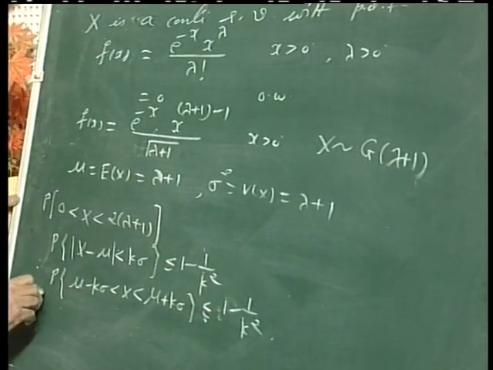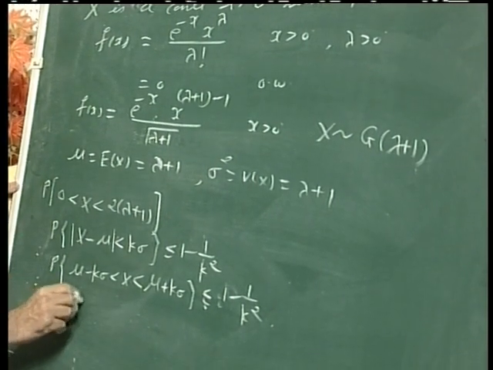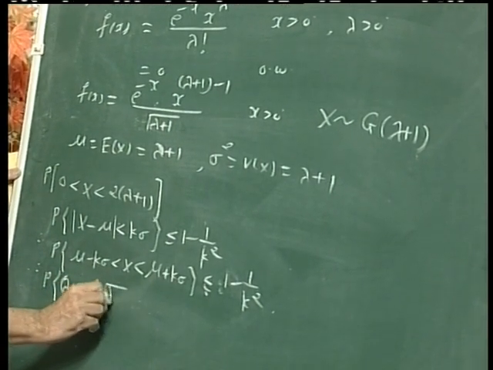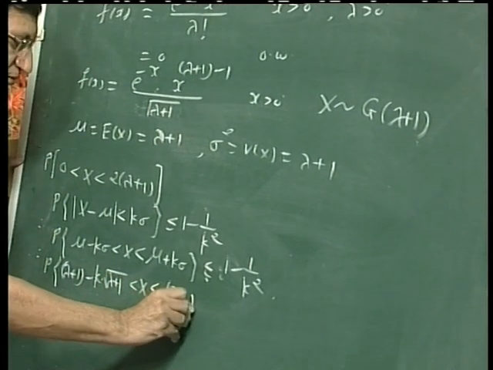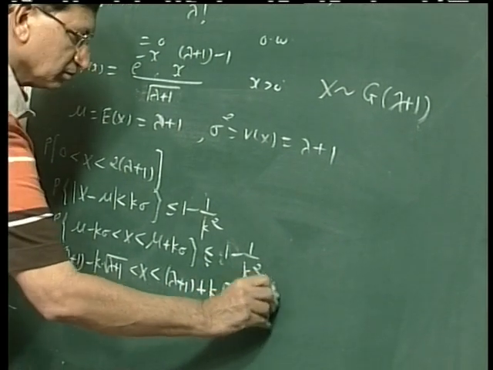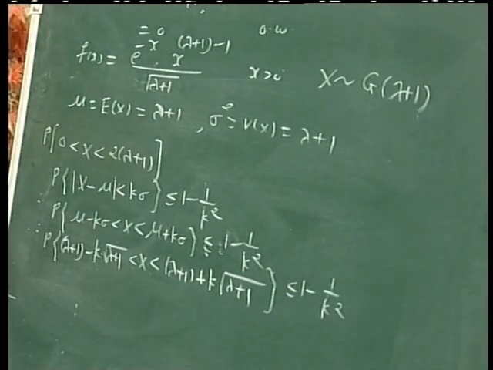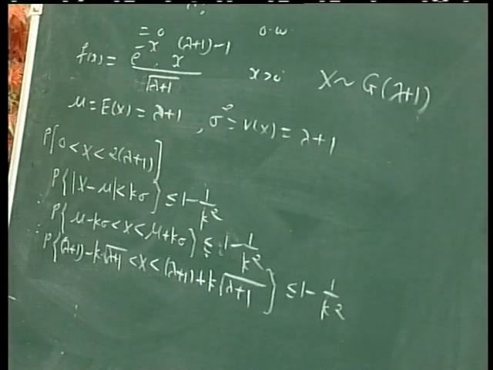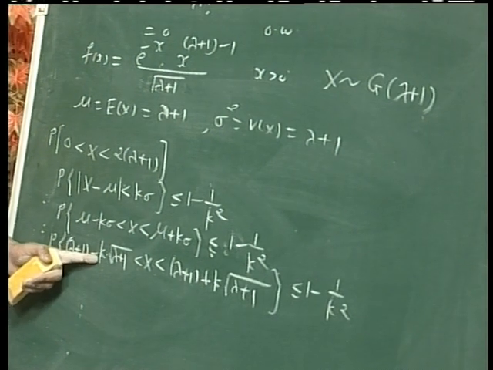Now, if you further simplify, mu means lambda plus 1, k into sigma means k root lambda plus 1. So lambda plus 1 plus k into root lambda plus 1 is less than or equal to 1 minus 1 upon k square. Now, if you want to get 0 here, we require probability of this particular event. So these two must be equal. So k is any positive constant that we know.